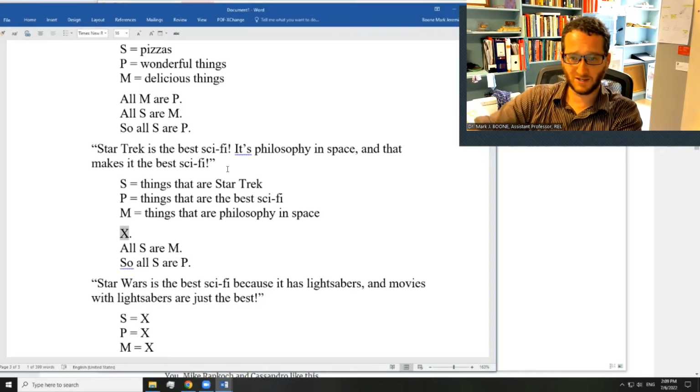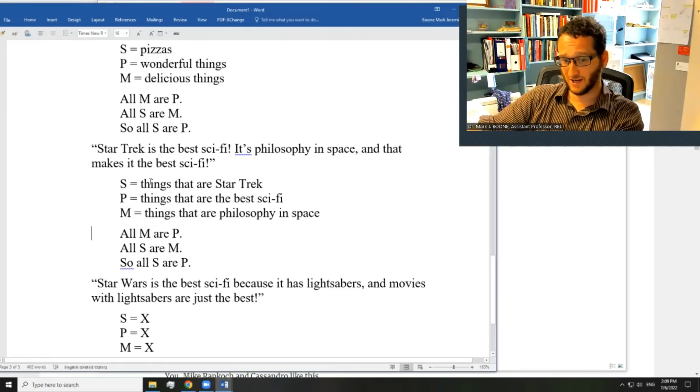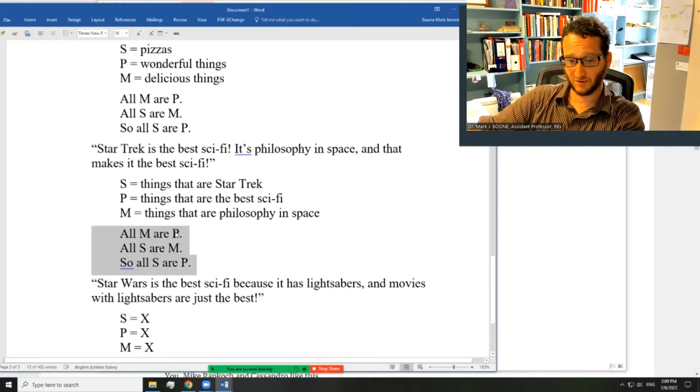And then our other premise, that makes it the best sci-fi, is implicitly stating that all things that are philosophy in space are things that are the best sci-fi. So it turns out this one has the same pattern as the last one. It's another, as we call them, barbarous syllogism, but probably more on that in another video. All M are P, all S are M, so all S are P. That's the argument pattern.